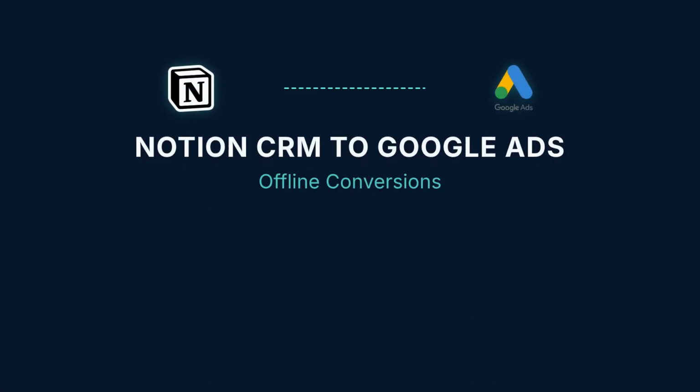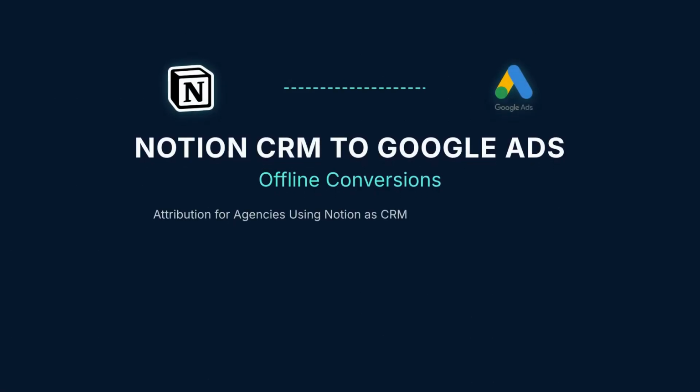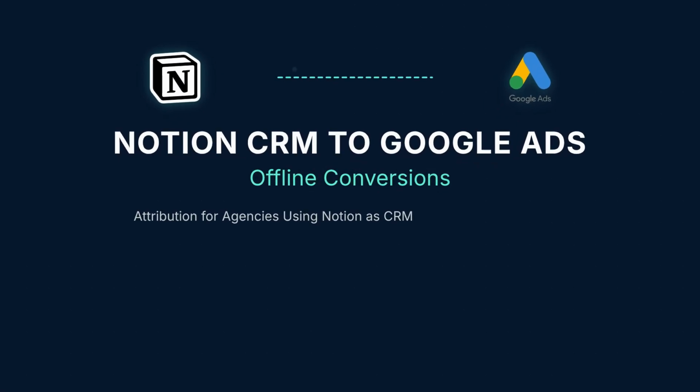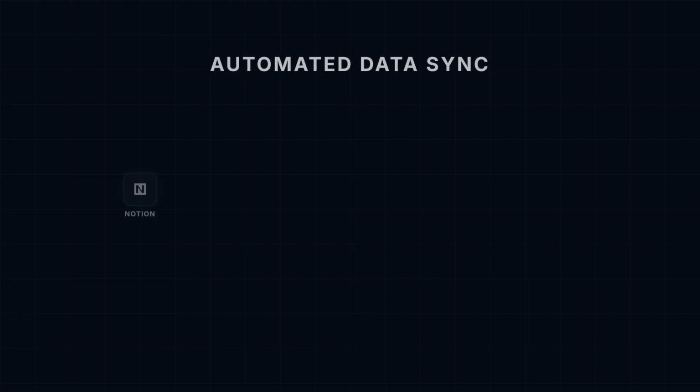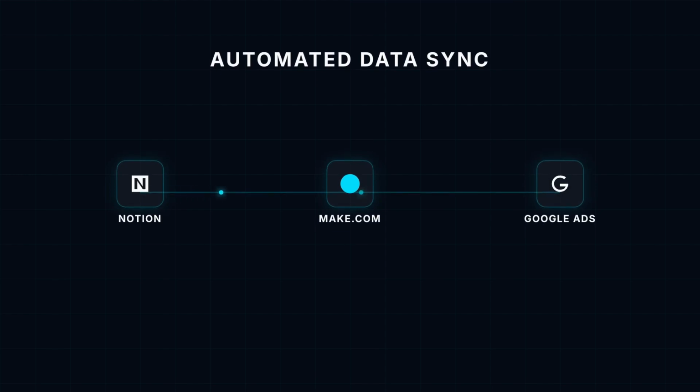Notion CRM to Google Ads offline conversions. Attribution for agencies using Notion as CRM. You are running your agency pipeline in Notion. Google Ads has no idea which clients came from paid search because Notion was never built as a marketing CRM and has zero ad platform integrations. In this video, I will show you how to connect them using Make.com.